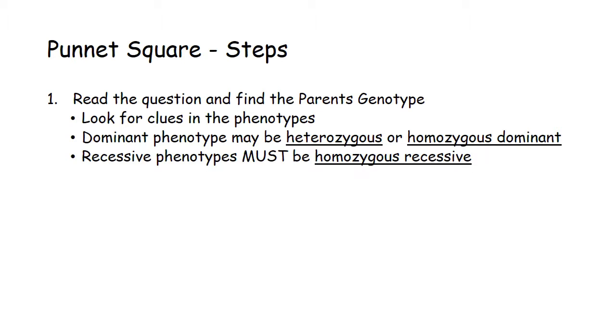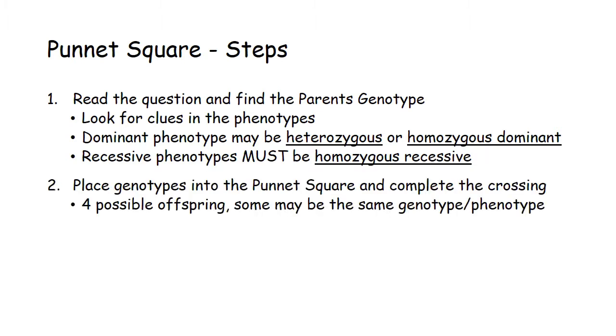A couple of things to keep in mind. The dominant phenotype, if it's showing up, can either be heterozygous or a homozygous dominant. Unless it specifies, you really don't know which one they're talking about. So if you don't know, you may have to do a Punnet square for each type. However, usually the question will specify if the person is homozygous dominant or heterozygous. On the other hand, if you have a recessive phenotype, it definitely must be the homozygous recessive genotype, as it's the only way that that type of phenotype will actually show up in an individual.